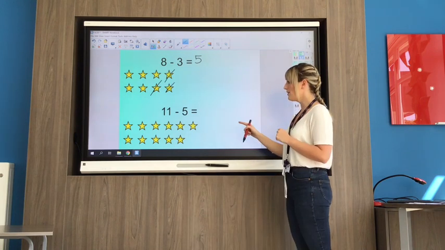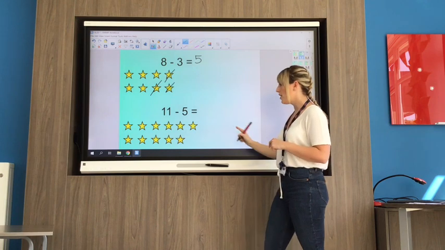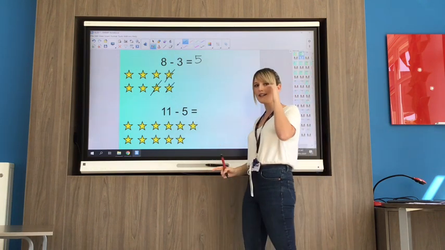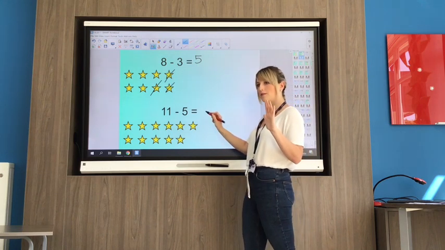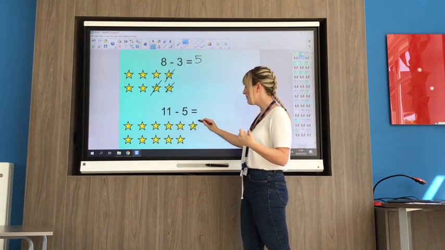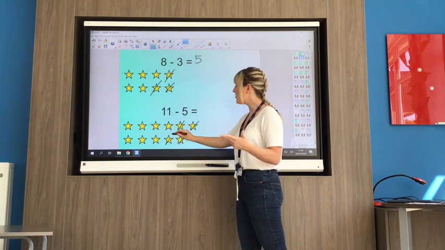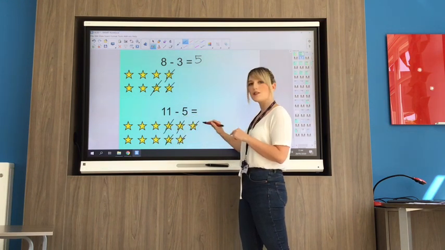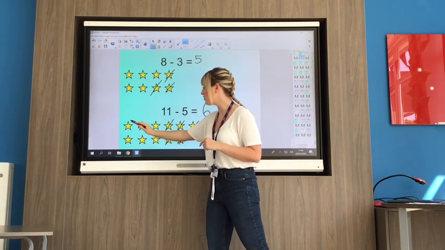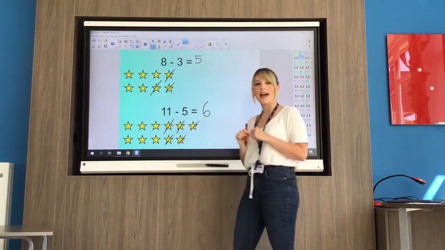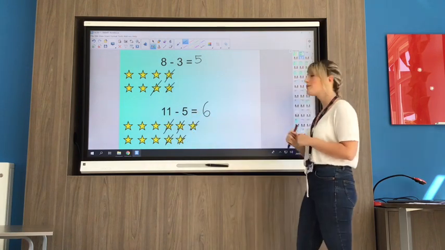Let's go on to the next one. This time I've got 11 subtract 5. I've got 11 altogether, so that goes in my head. I'm now going to count back 5. I've got 11, I'm going to cross them off: 10, 9, 8, 7, 6. So I've landed on 6, so that's my answer. Let's just check, we've got 2, 4, 6 left. So 11 subtract 5 is 6.